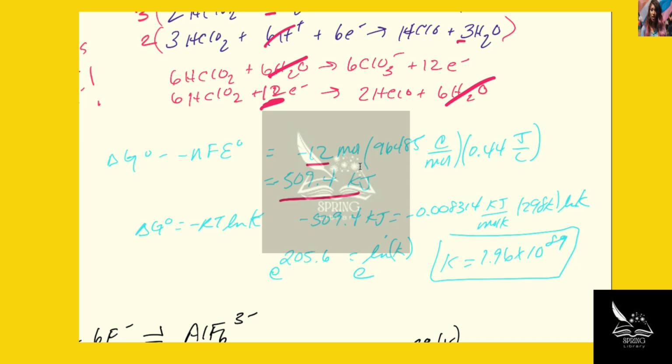Now this number may seem very large for an equilibrium constant, but sometimes for these electrochemical equations, they can be very highly spontaneous. And this is being driven by the fact that 12 moles of electrons are being transferred on a per mole basis. So that's just a very large number for electrons, and that's why this is a very highly spontaneous reaction.